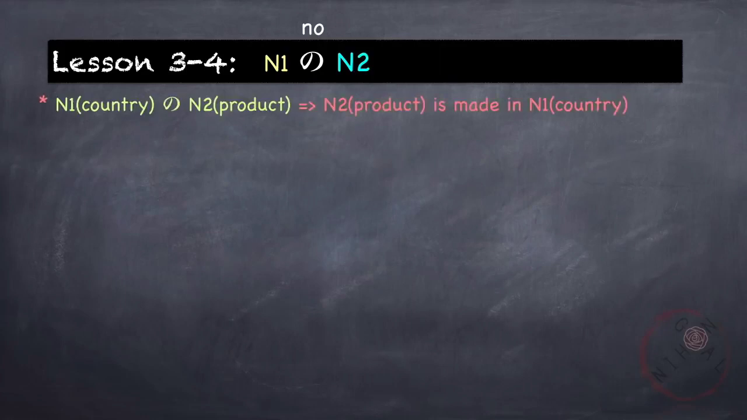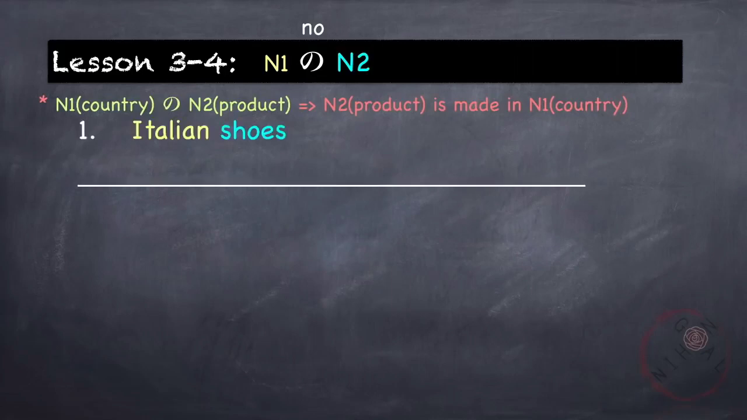The first one is N1, which is a country, no N2, product, which means N2 is made in N1. For example, Italian shoes. So N1 is Italia or Italian. Shoes or N2 is kutsu. So Italian shoes in Japanese is Italia no kutsu.